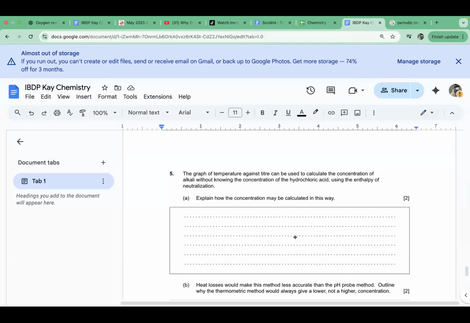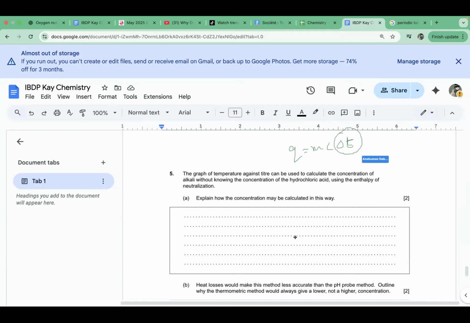The graph of the temperature against the titrate can be used to calculate the concentration of the alkali without knowing the concentration of the hydrochloric acid using enthalpy of neutralization, right? Explain how the concentration can be calculated. So what we do over here? We do Q is equal to mc delta T, right? We know the delta T which is there.